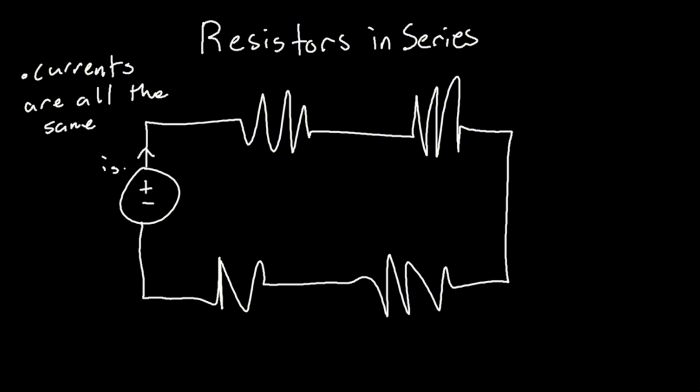The current at this voltage source is I of S. The current at this resistor is called I1. Let's call this I2, let's call this I3, and let's call this I4. They are all equal to each other. And you can actually use KCL to show this.